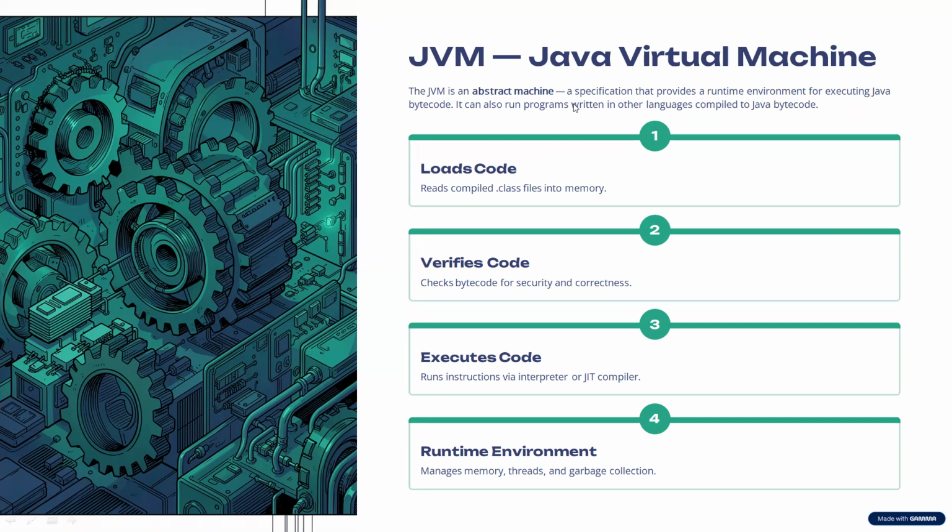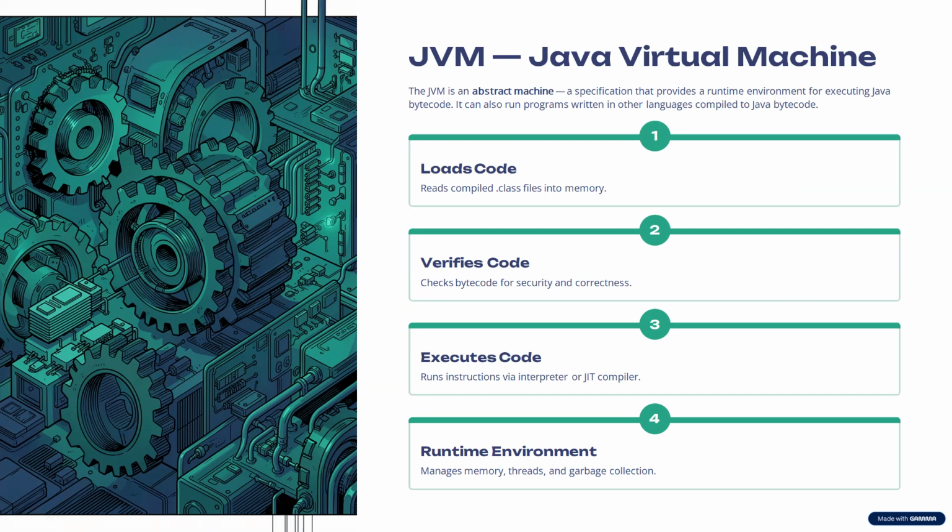As you can see, it's an abstract machine, a specification that provides a runtime environment for executing Java bytecode. It can also run programs written in other languages compiled to Java bytecode. Okay, so this is where the advantage of the JVM comes into the picture.